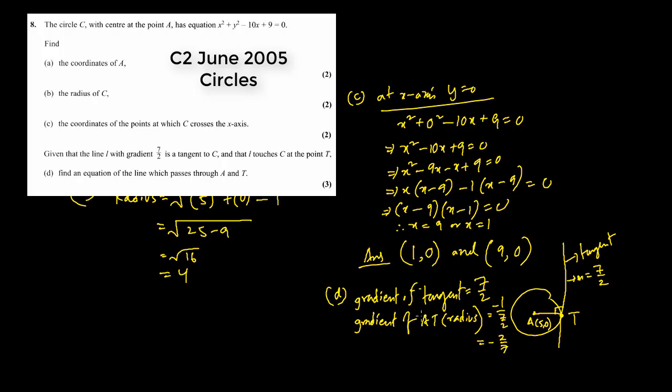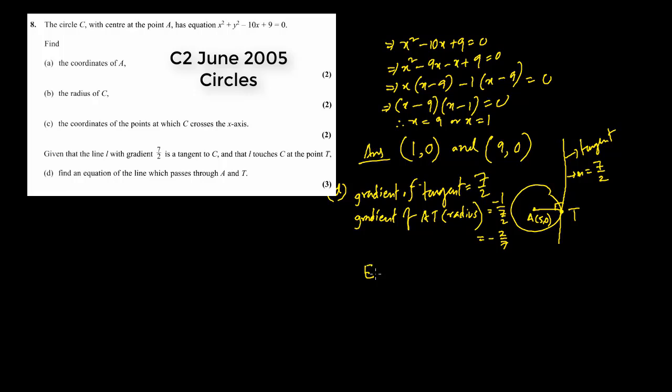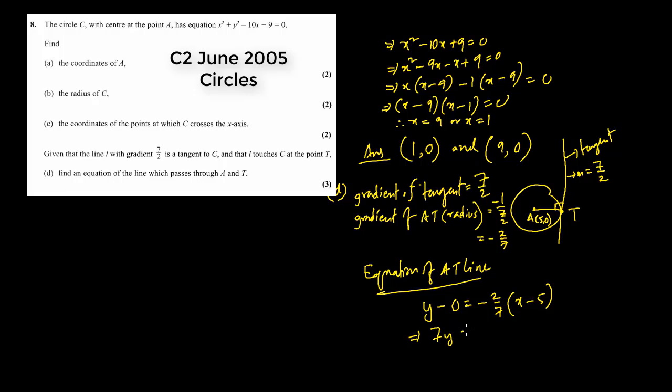So we know the gradient of the line that passes through AT is minus 2 by 7, and we can easily do this sum. So the equation of the AT line is going to be y minus y1, which is 0 because it passes through the point A, 5, 0, equals minus 2 by 7, x minus x1, which is going to be 5. So this will be 7y equals minus 2x plus 10.